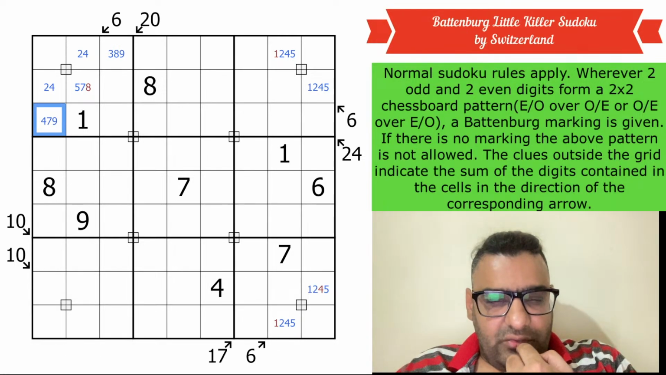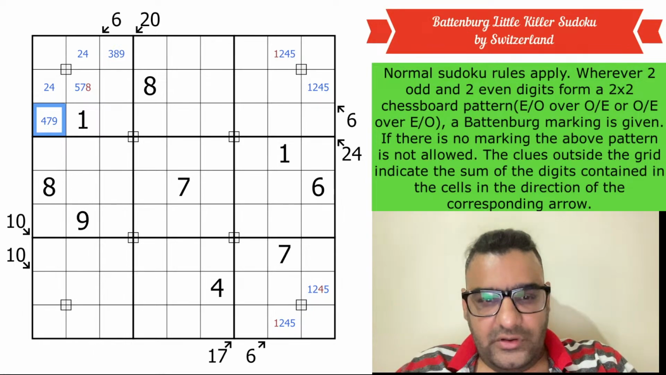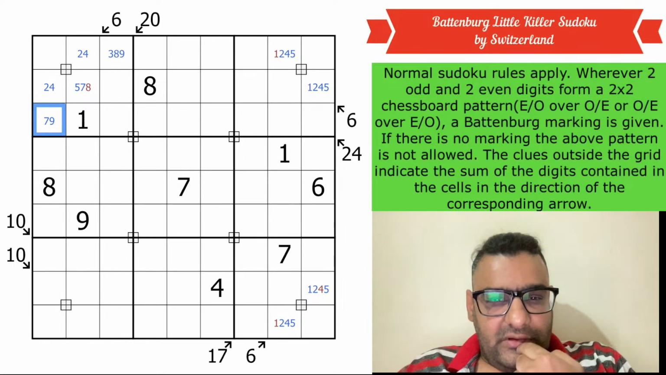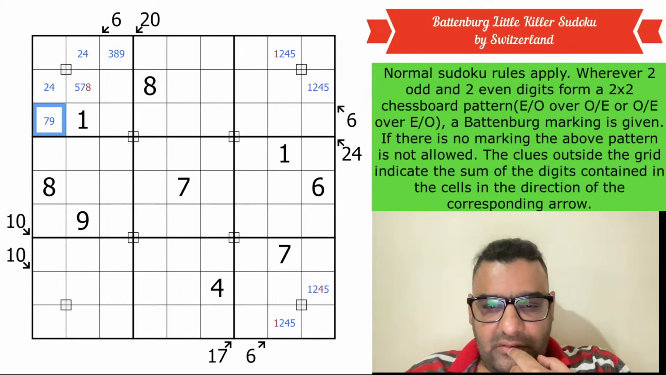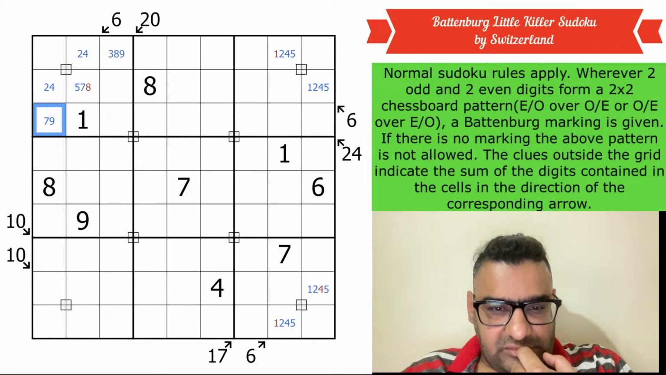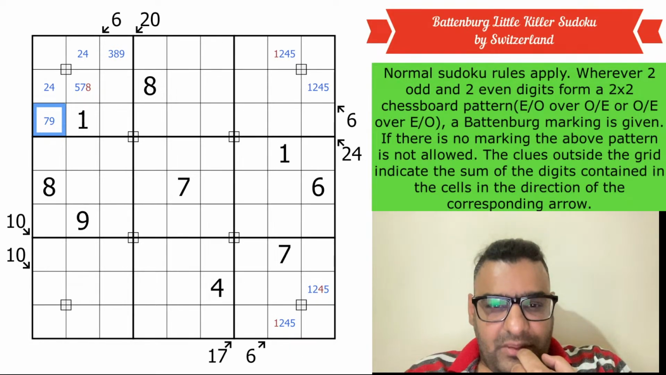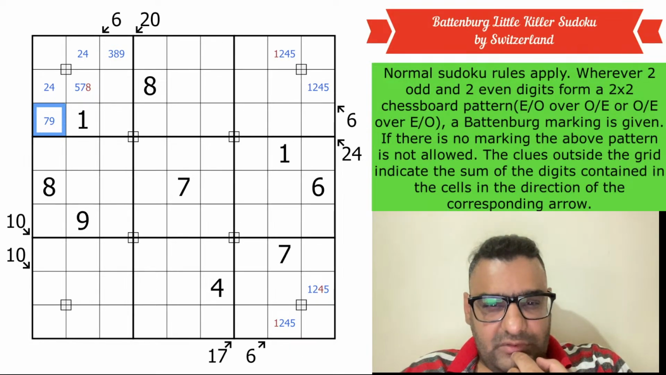Can we put a 2 here? No, we already know 2 and 4 are not here. So this cannot have a 4. We already ruled out 4. So it is again 7, 9. I think these are the only two combinations that it can have. 8, 7, and 5 have two odd numbers. 9, 3, and 8 have two odd numbers. 7 and 9 have four numbers.